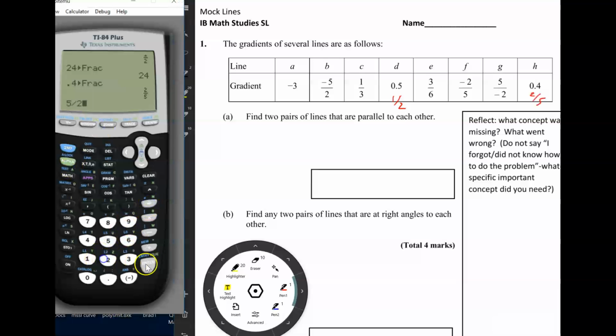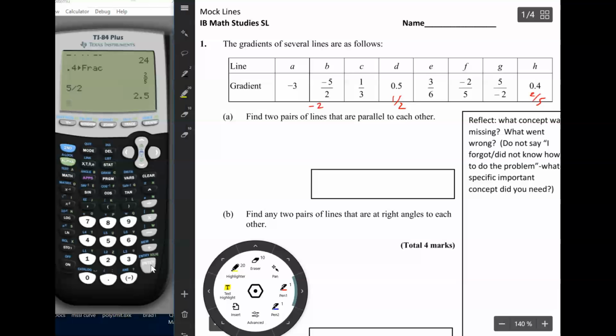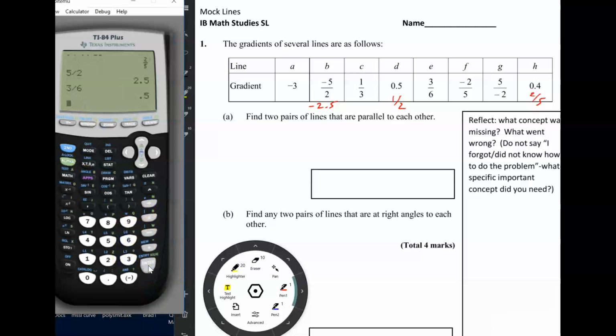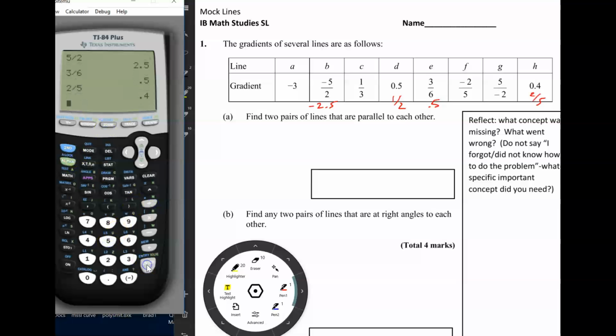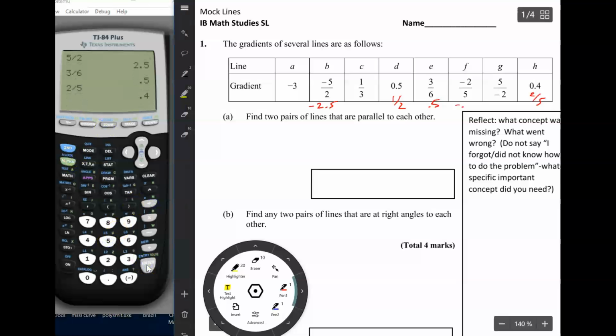And if you want to do the opposite, it's a lot easier. If I want to change 5/2 to a decimal, I just put 5 divided by 2, I get 2.5. So negative 5/2 would be negative 2.5, for example. 3/6, if I did this in the calculator, it would give me 0.5. Negative 2.5. 2 divided by 5 is 0.4, so negative 0.4. And finally, 5/2 we already know is 2.5, so 5 divided by negative 2 would be negative 2.5 also.